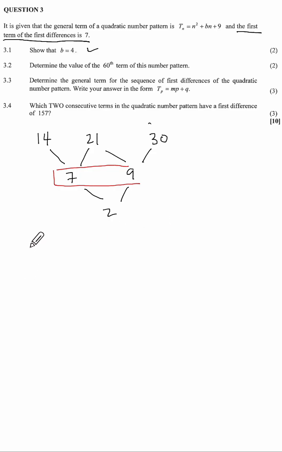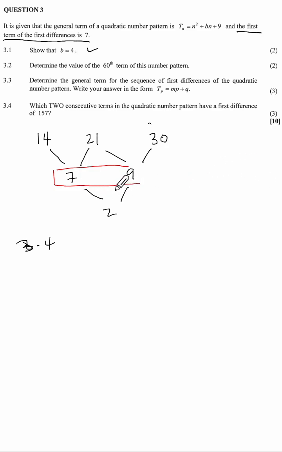So the next question, that's 3.4. Okay, so for 3.4, it says here, which two consecutive terms in the quadratic number pattern have a first difference of 157? Now, we are still talking about this pattern of first differences, which starts with 7 and goes to 9 and keeps going. We don't know the other terms, but it keeps going.